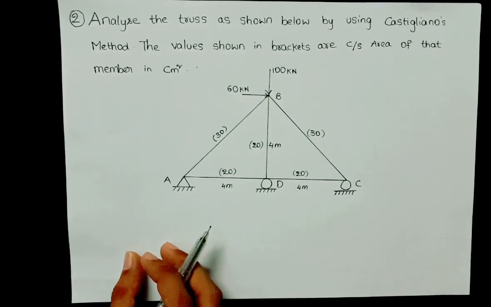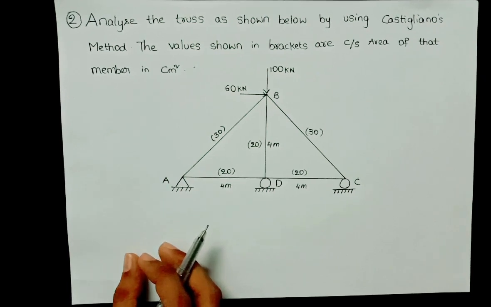So in this video I will explain how to analyze the indeterminate truss by using Castigliano's method. Actually, I have already explained one problem on the same method, so I am going to explain another problem with the same method. The previous problem is one model and this is another model. So we will see how to solve these types of models in this video.